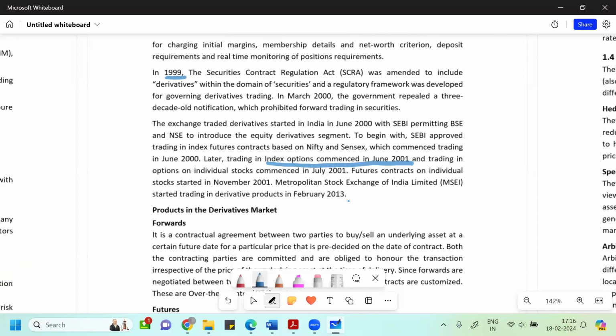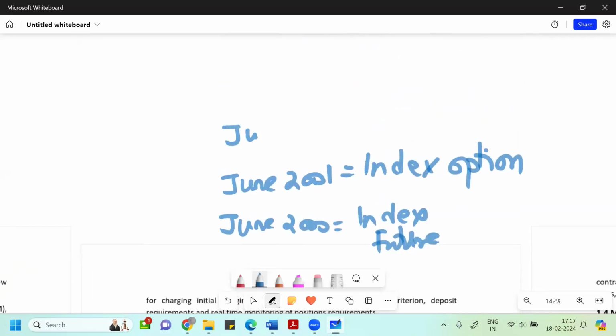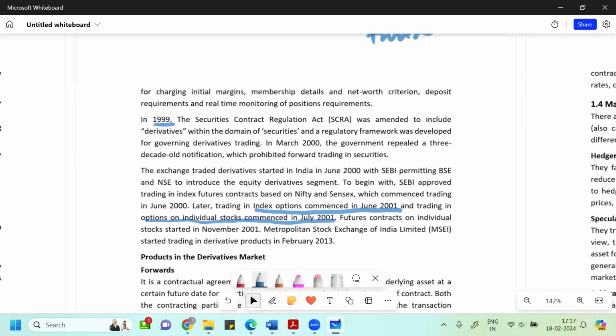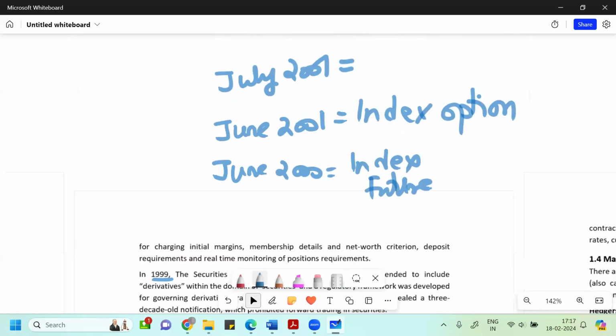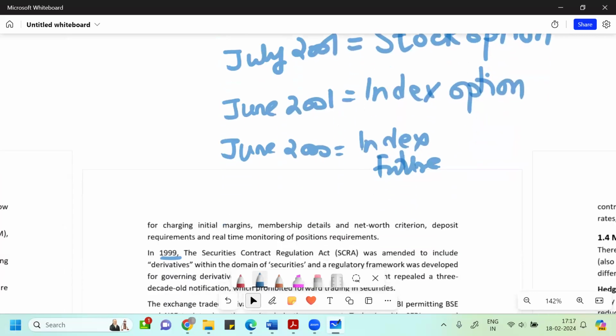Then futures contracts on individual stocks. Trading in options on individual stocks commenced in July 2001. In July 2001, we allowed stock options for trading purposes.